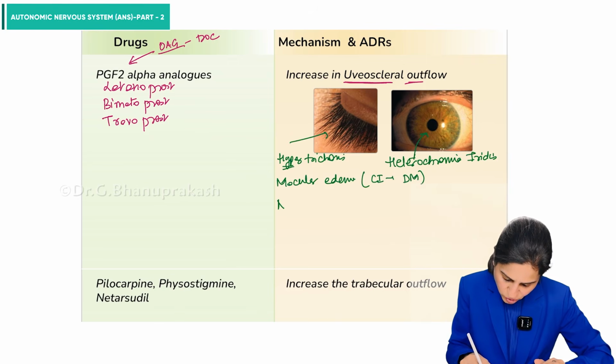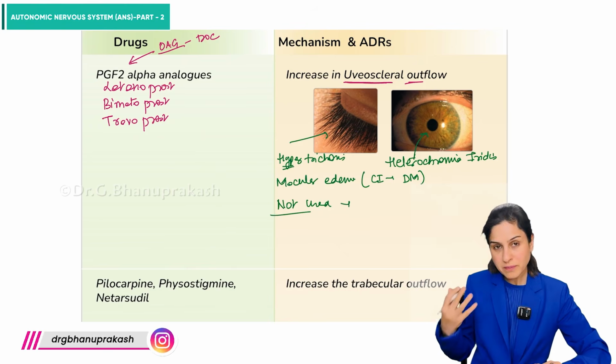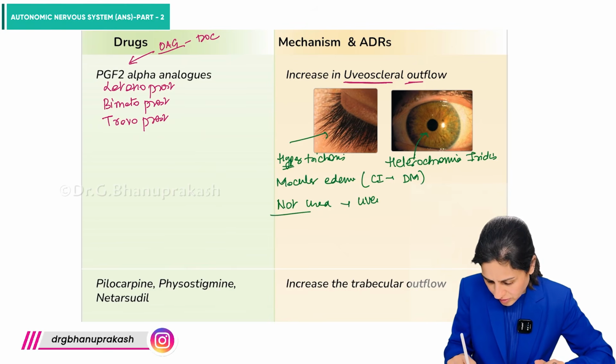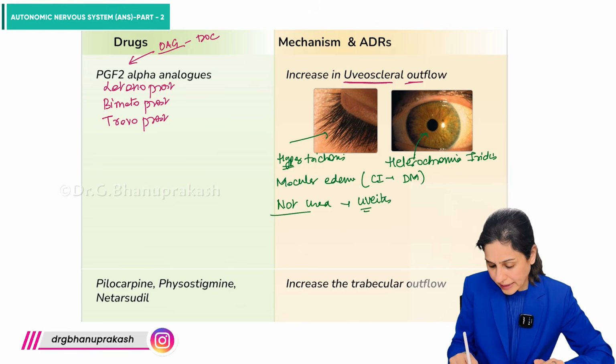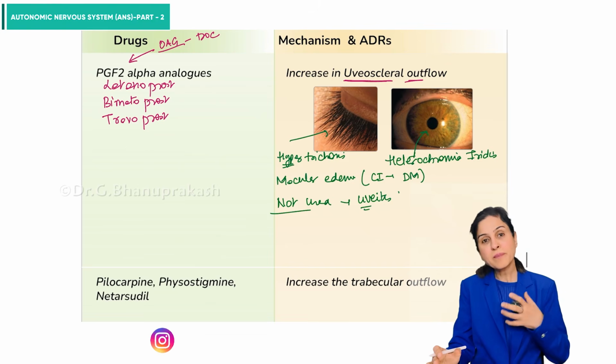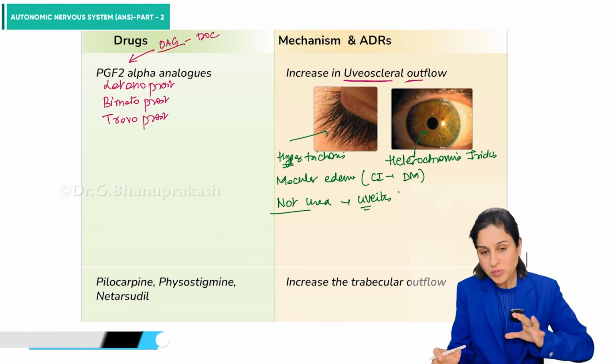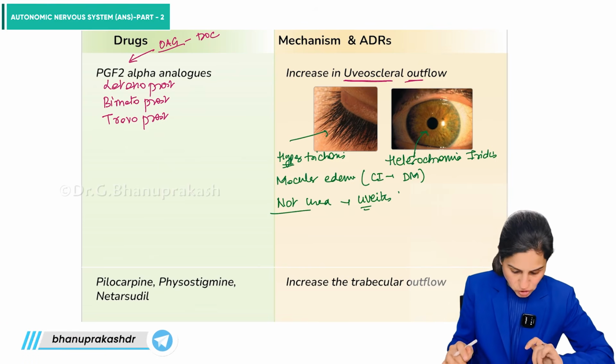Remember, we do not use this drug if there is some case of inflammation like uveitis, iridocyclitis. Why? Because these prostaglandin analogs are pro-inflammatory, so they will aggravate this condition. So never use them in case of any kind of inflammation.